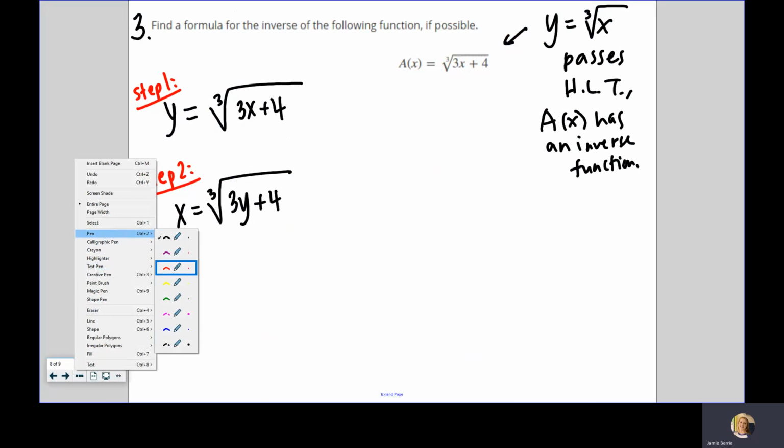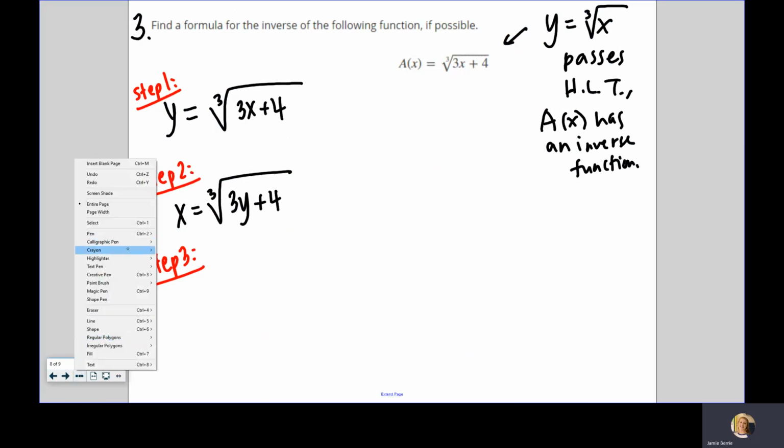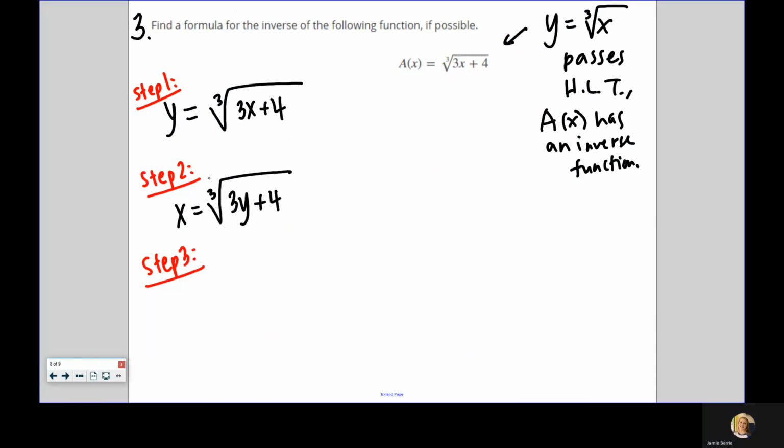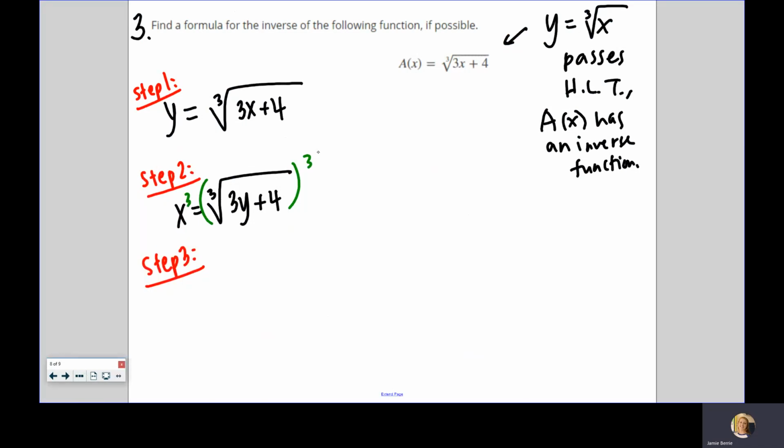All right, step 3, which again is the step that takes the longest. Step 3 is to solve for y. So we're trying to get y by itself here. The first thing that's standing in our way here is this cube root. But we can cube both sides to get rid of that. So raise both sides to the 3rd power. On the right-hand side, it's going to cancel out. And we have x cubed equals 3y plus 4.